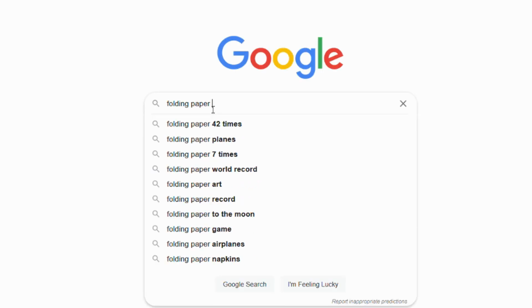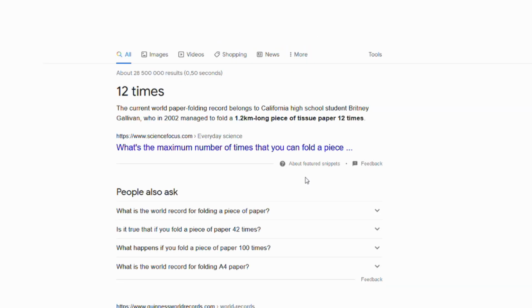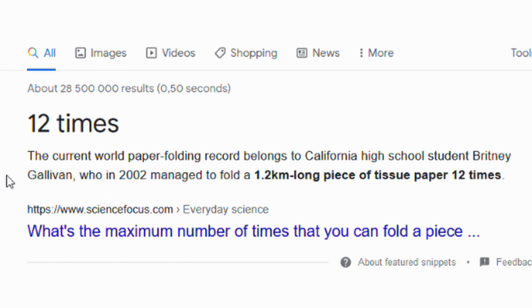Let's see how many times you can fold the paper. Just for comparison, I will Google the world record of number of times someone folded a paper. Here it is. The current world paper folding record belongs to California high school student Brittany Gallivan, who in 2002 managed to fold a 1.2 kilometers long piece of tissue paper 12 times. That's insane, guys. We need bigger papers if we are going to break that world record.